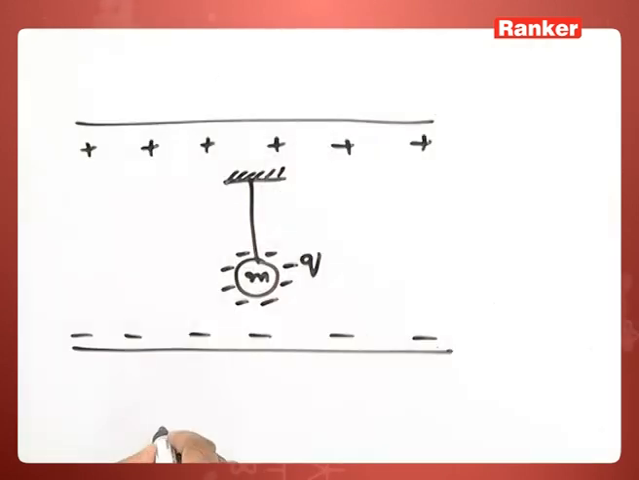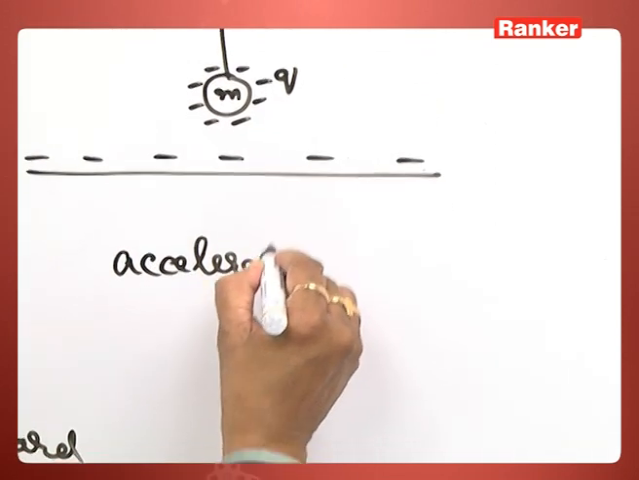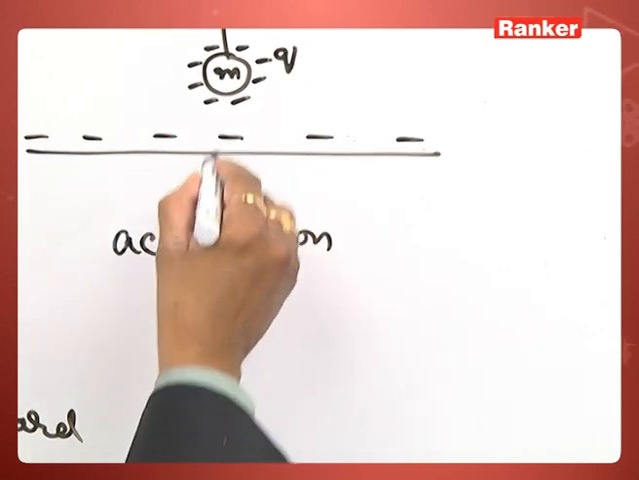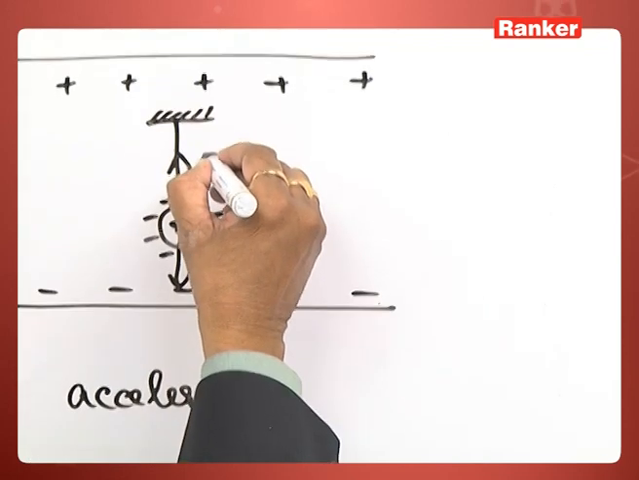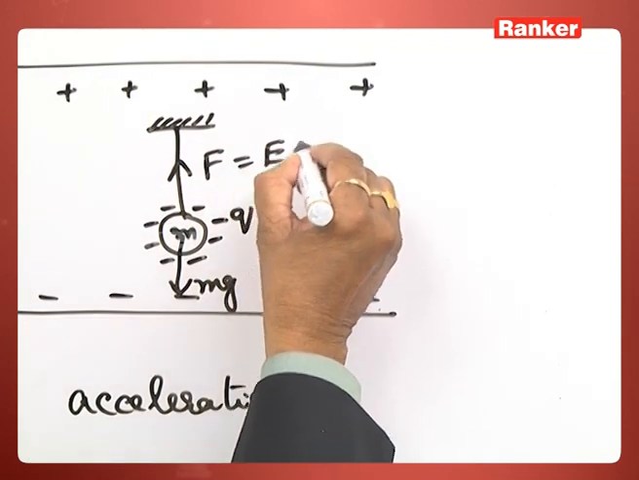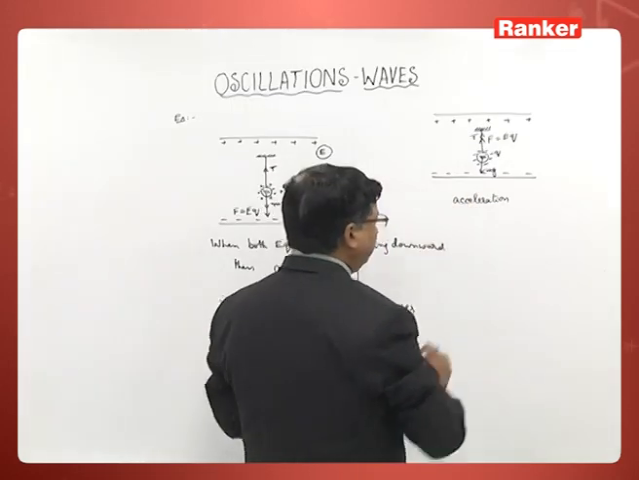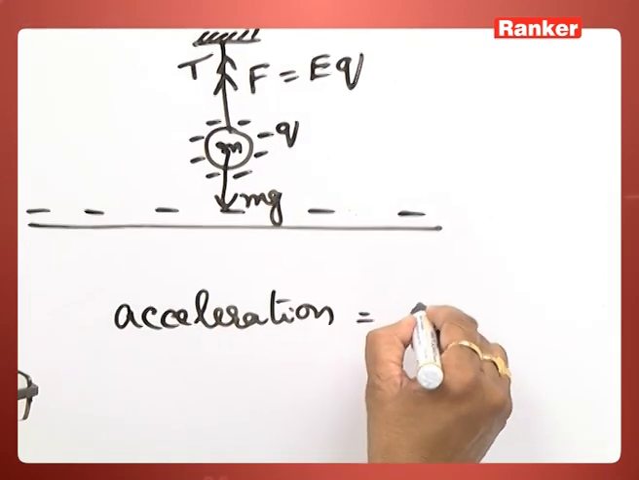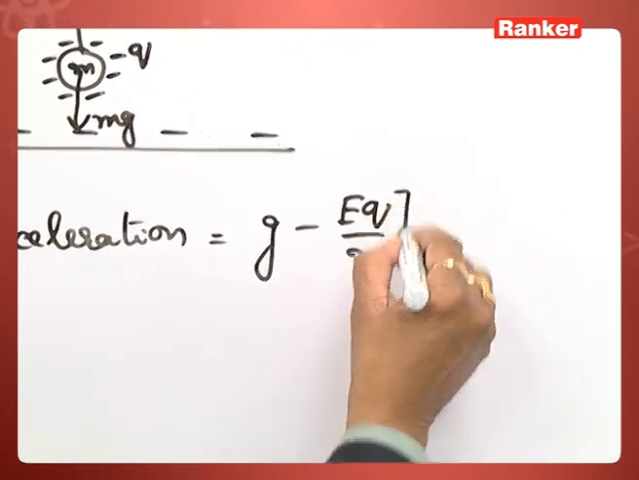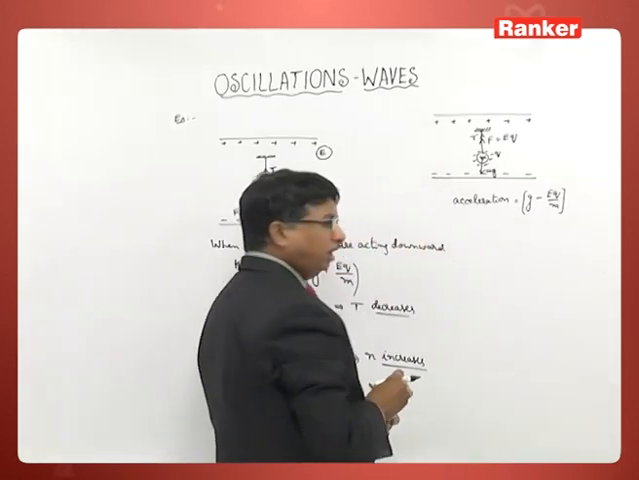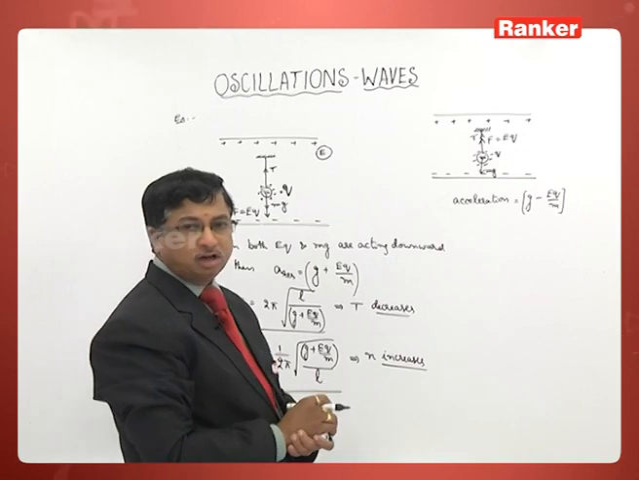Then what would be the acceleration? In this particular case, you have to remember this way. Weight is acting downward and force due to electric field is now going to act upward, in addition to the value of tension. Therefore, what would be the acceleration now? It is g minus EQ by m. That is the formula one has to take. Earlier we have written plus, now it is to be taken negative.